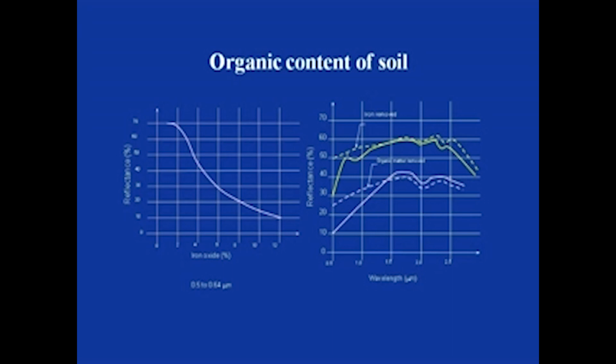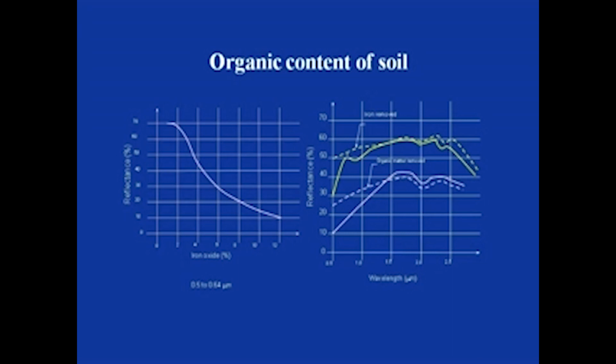In this particular slide, the left hand graph shows the impact of iron oxide on the reflectance, and what we find is that as the iron oxide increases, the reflectance decreases drastically and it is virtually 10% of the incident energy.